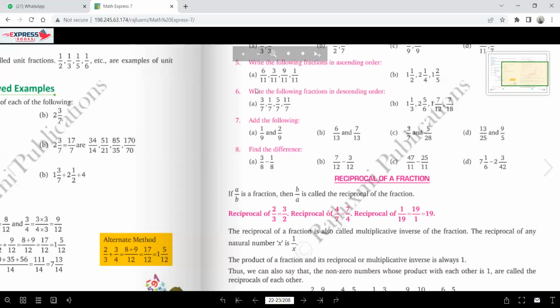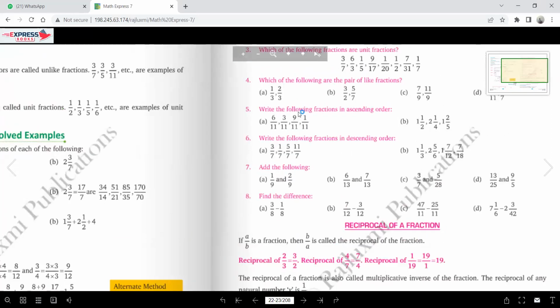Let's see what this question says. Exercise 2.1. Let's share the screen. Question number 5 says, write the following fractions in ascending order. So you need to write these numbers in ascending order. Do you know what we mean by ascending order?